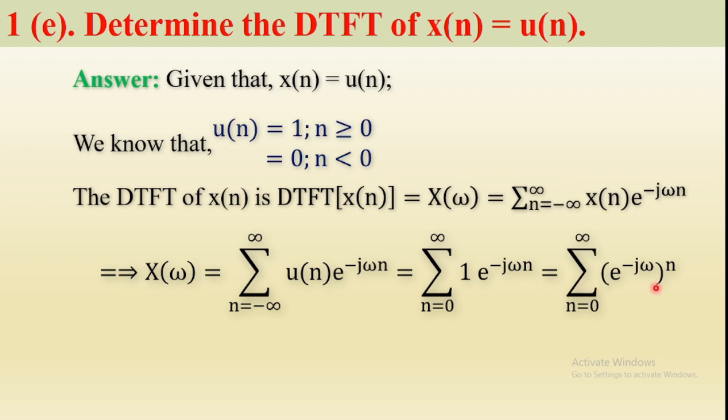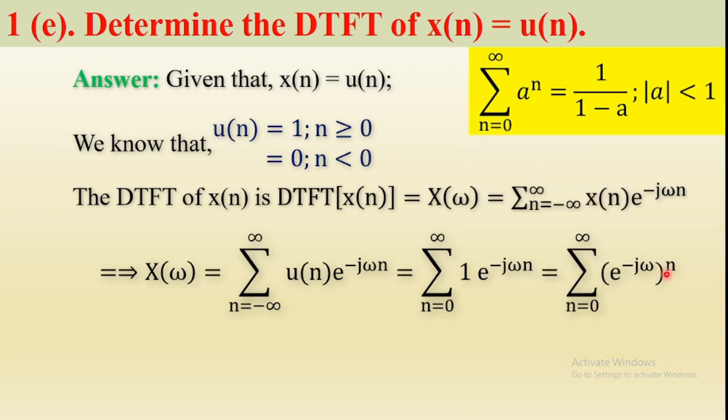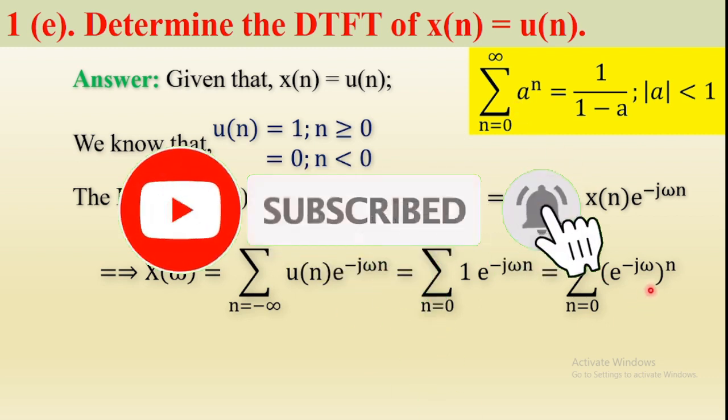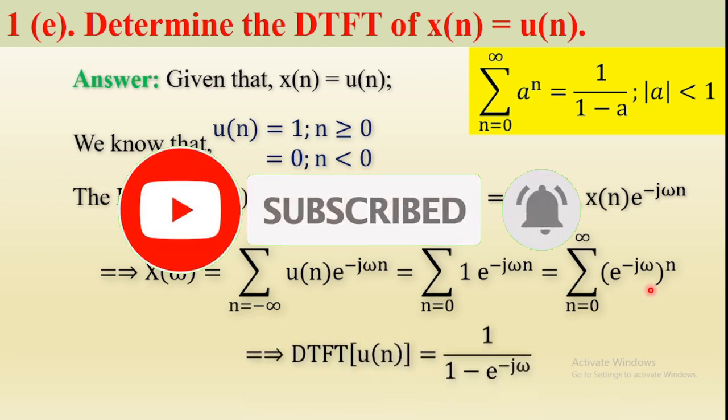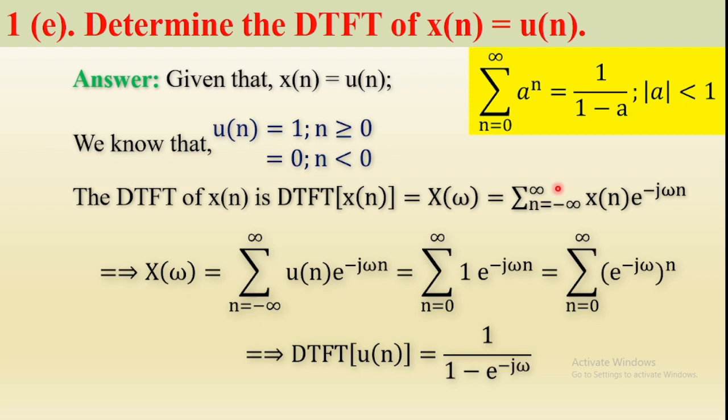e power minus j omega n is written as e power minus j omega whole to the power of n. But we know that sigma n is equal to 0 to infinity, a power n is 1 by 1 minus a for magnitude of a less than 1. Applying this condition to the right-hand side of this equation, here in place of a, e power minus j omega is there. Therefore, DTFT of u of n is 1 by 1 minus a, where a is e power minus j omega. And this is the discrete time Fourier transform of the given sequence u of n.